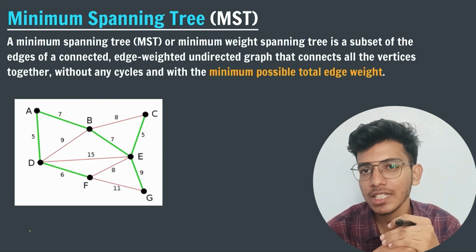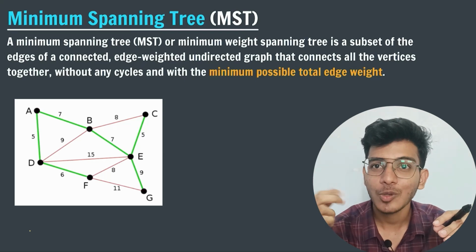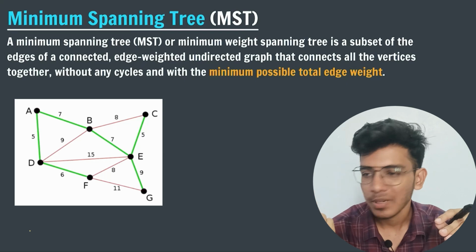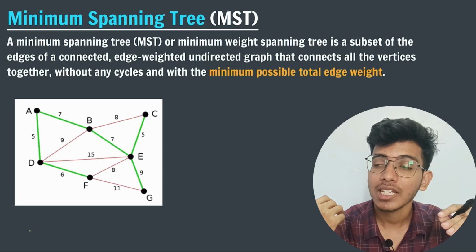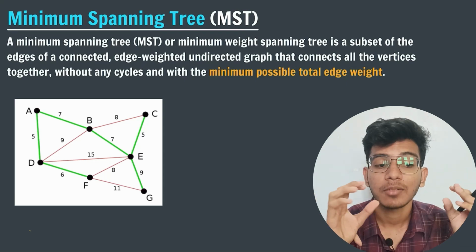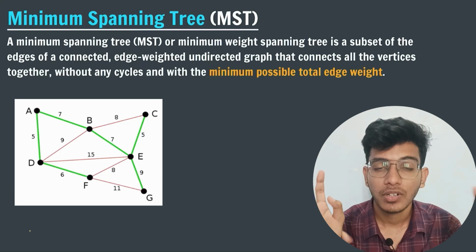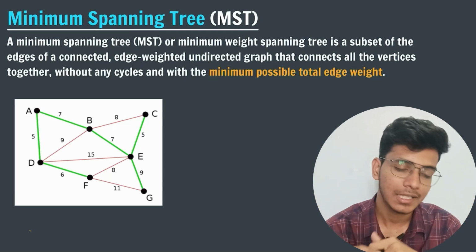also known as MST. And based on the concept of MST, we have two algorithms, Prim's algorithm and Kruskal's algorithm, and these two are very famous and at the same time very important algorithms when it comes to graph theory, right? So first of all, let us begin with what is an MST, or what is a minimum spanning tree.